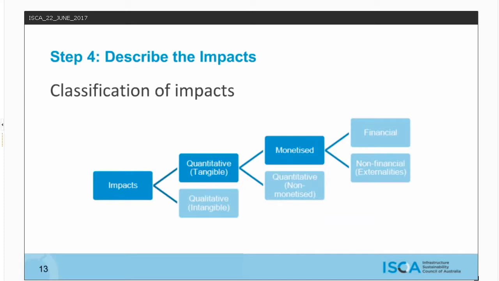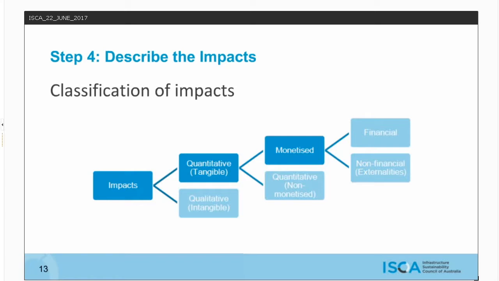Essentially, tangible and intangible. Some impacts can only be described qualitatively, or it's difficult to quantify them. These impacts are generally described as intangible or qualitative, such as social license or reputation. Some impacts are more easily quantified, and these are generally described as tangible impacts. Branching from these tangible quantitative impacts, we have quantitative non-monetized impacts. Some quantifiable impacts cannot be monetized, or it is not worth the effort to try to do so. For example, a reduction in greenhouse gas emissions of 1,000 tonnes of CO2 equivalent per annum.